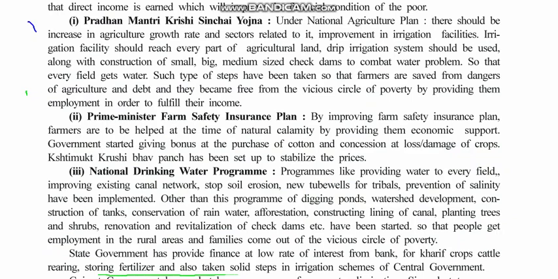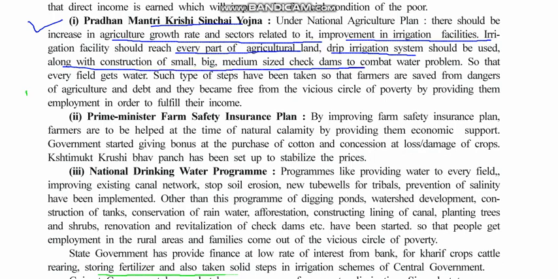The first program is Pradhan Mantri Krishi Sinchai Yojana. From the name itself, we know that this is related to agriculture and irrigation facilities. Under the National Agriculture Plan, there should be an increase in the agriculture growth rate and the sector related to it. Irrigation facilities should reach each and every part of agriculture land. They also improve the drip irrigation system, which should be used along with the construction of small, medium and big check dams to combat the water problem. So this scheme is basically related to agriculture and irrigation.